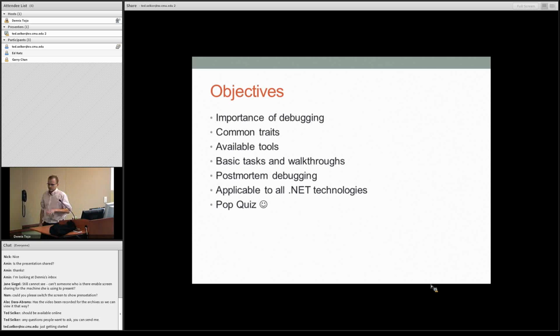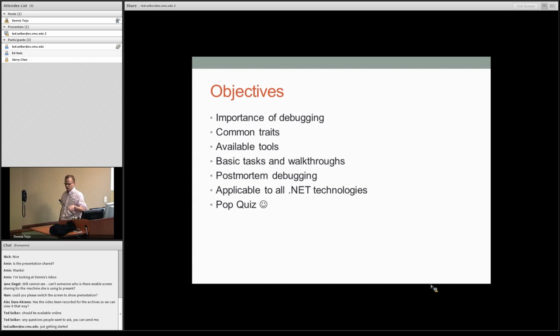I'm going to spend a few minutes talking about the importance of debugging. Why should I even care about being an effective debugger? As software developers, we write perfect code. We don't ever have bugs, right? So why should I even care about this stuff? A common question that I get is, well, what traits do you see in people as far as being a great debugger? So we'll talk a little bit about that.